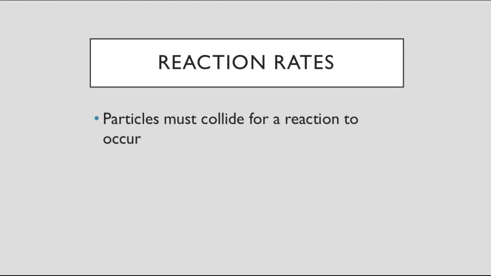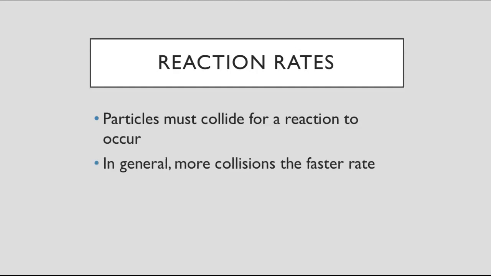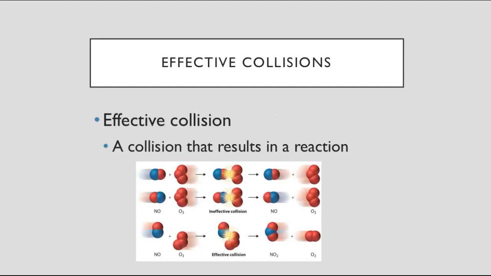So the main idea behind kinetics is that particles, like I said, that are in constant motion have to collide in order to react. So in general, the more collisions that you have, the faster the reaction is going to go. Now, the problem is that not every time that particles collide does it result in a reaction. So we're going to look at next what makes an effective collision. So an effective collision is one that results in a chemical reaction.